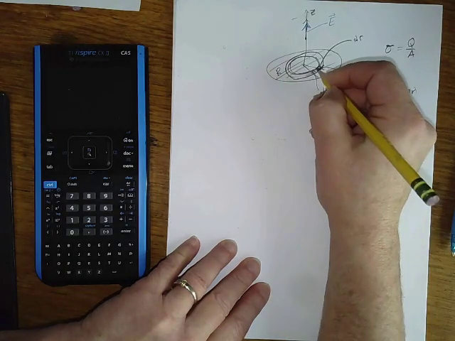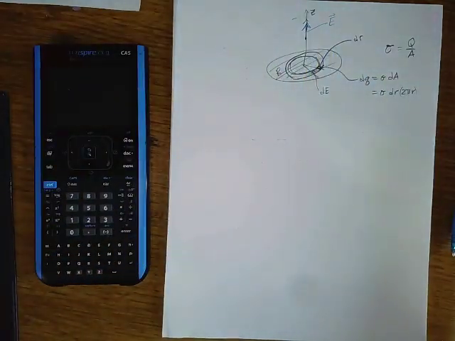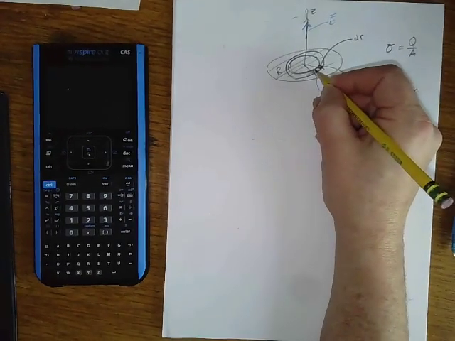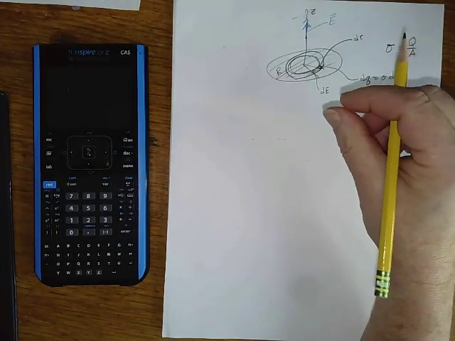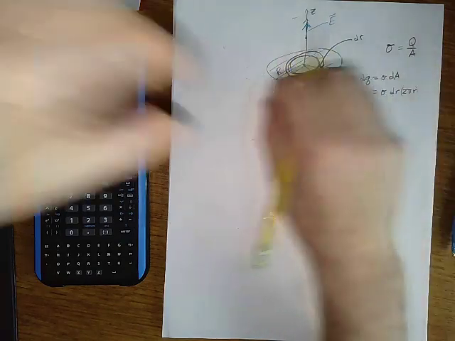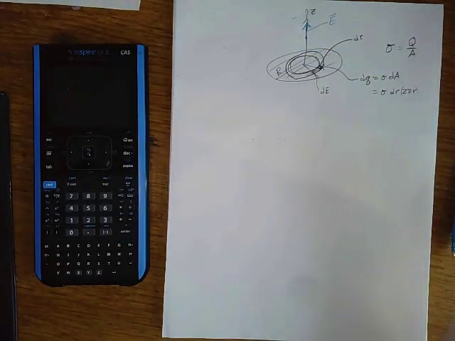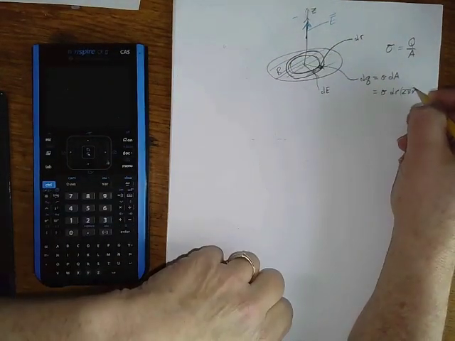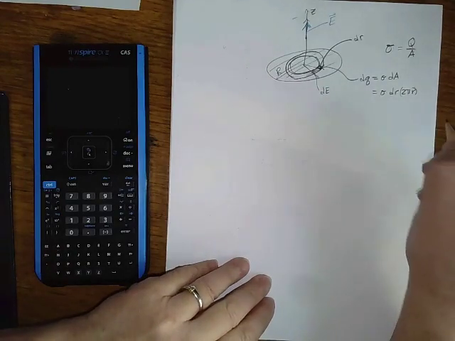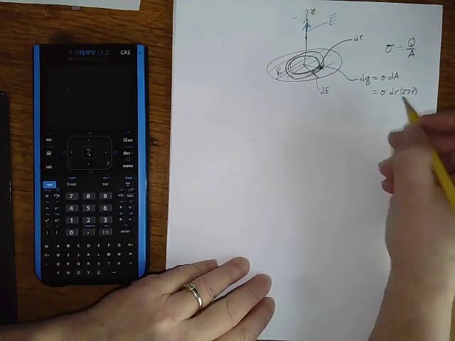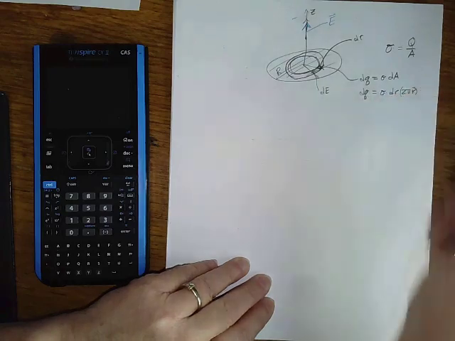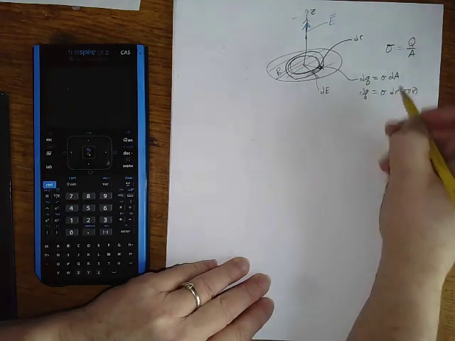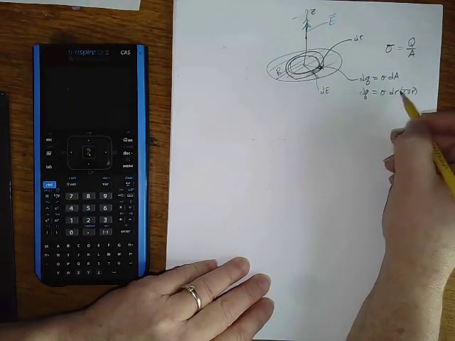So think of taking this ring and straightening it out into a big long line, dr wide, a very skinny little line, and the length is the length of the whole circle going around, so again 2 pi r. So our dq in this case is going to be 2 pi r sigma dr.